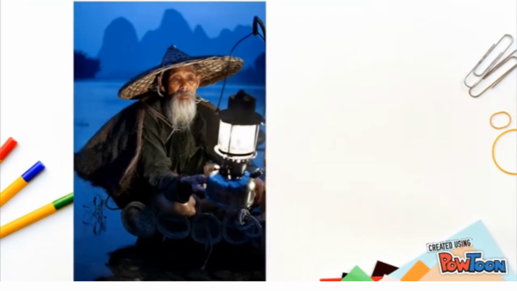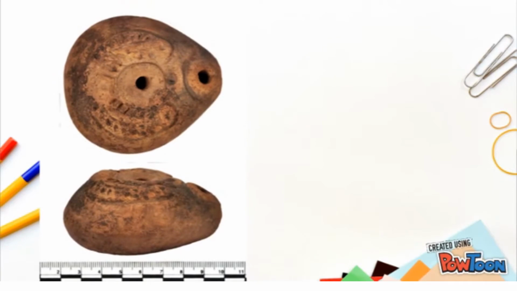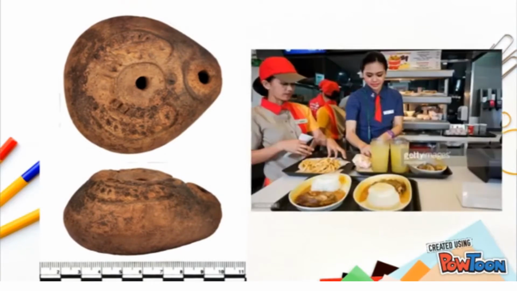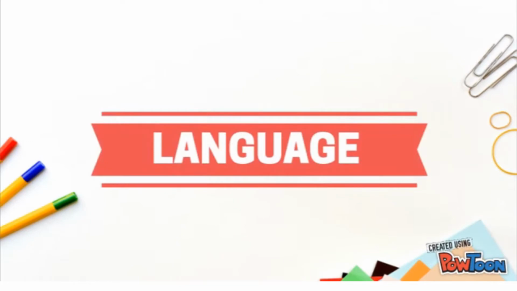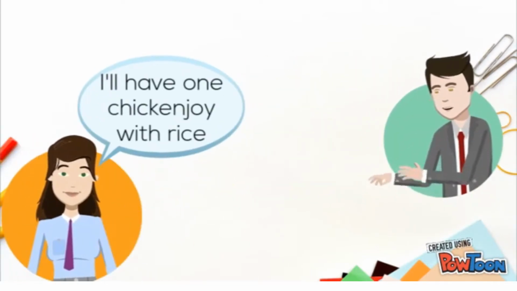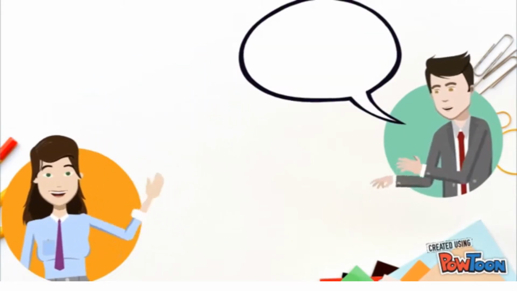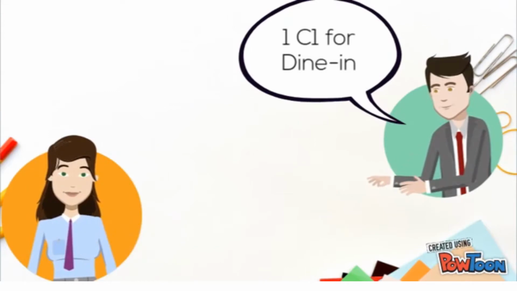Under this, it could be rituals or the repetitive sequences of activities, or it could be material artifacts and symbols, like how the employees dress. It could also be the language within the company, like when a customer says, "I'll have chicken joy with rice," the workers would just simply say and understand it as 1C1 for dine-in.